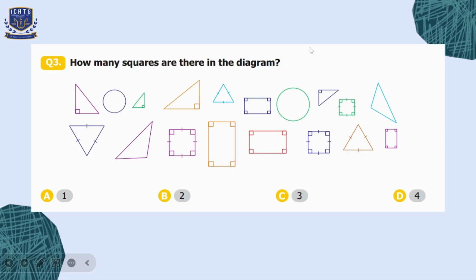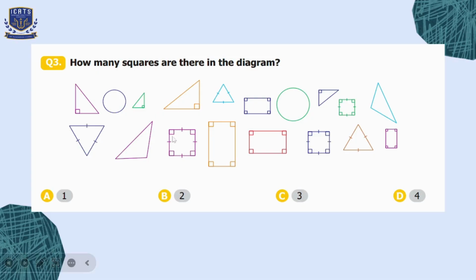Question number 3, how many squares are there in a diagram? So this L shape or square at the corner of the shapes is representing the right angle. We all know that squares have 4 right angles and the lengths of the sides are of the same size. So now if we look at all the shapes, we have 7 such shapes which have 4 right angles at the corner. Now we have to find out how many of these shapes have the same lengths as well.